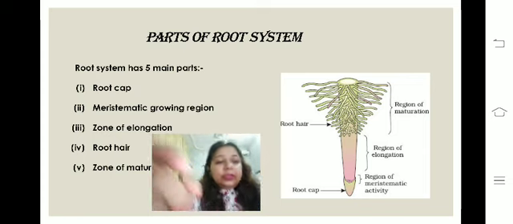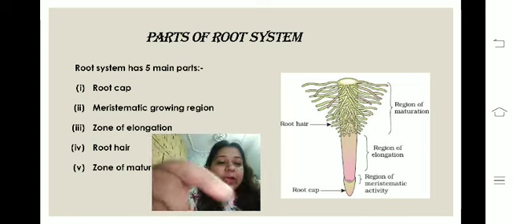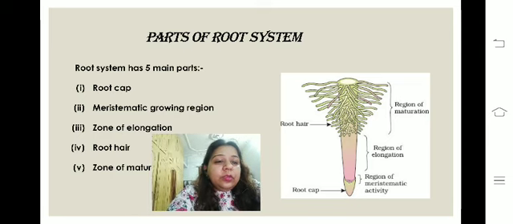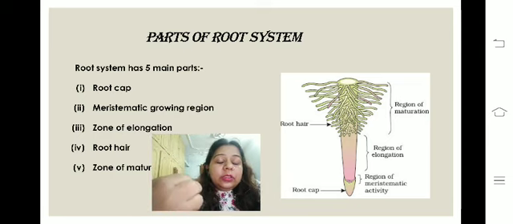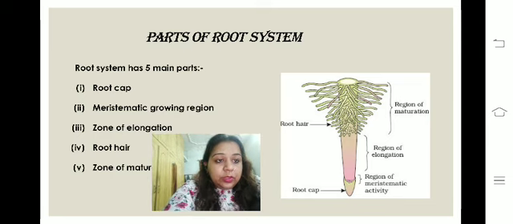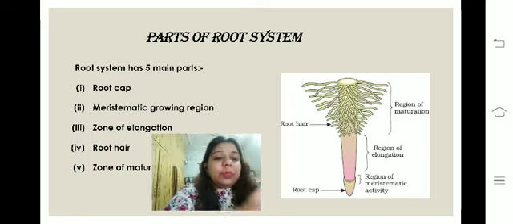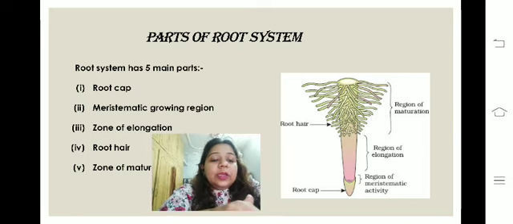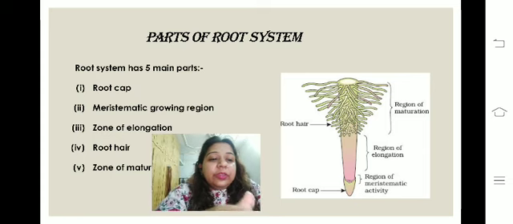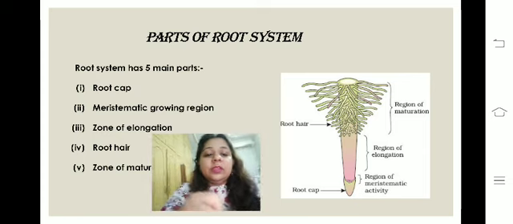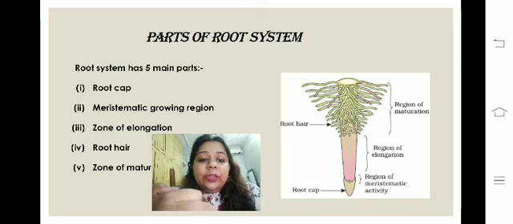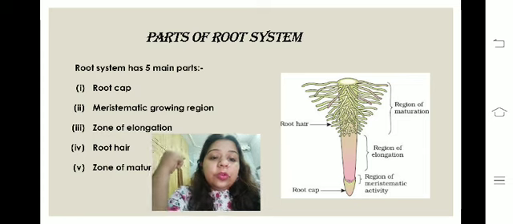Then comes the fourth part, the root hair. You can see here the hair-like projections coming out, which is the main part where the minerals and water get absorbed. Then comes the last part, the region of maturation, which is mature and does not get any modifications further. One by one I'm going to discuss these five main parts of the root system. First is your root cap.